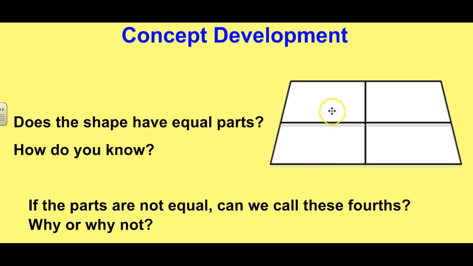Well, when you look at these 2 shapes on top of one another, they're not the same size, so we can't call this fourths, because if we're using the word fourths, we're thinking of it as having 4 equal parts, and since this shape doesn't have 4 equal parts, we cannot say that it's cut into fourths.